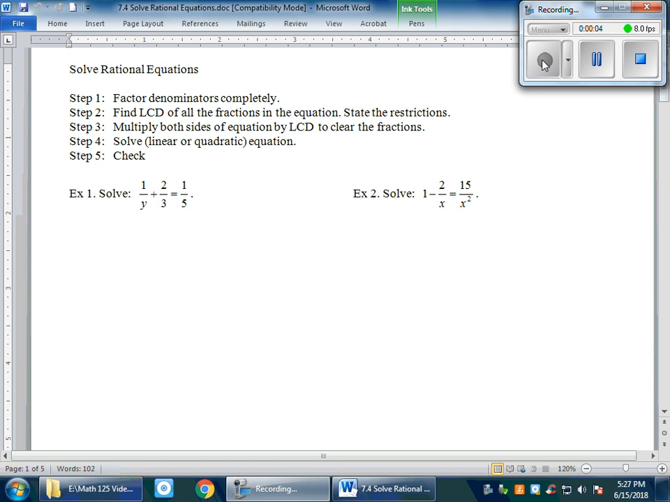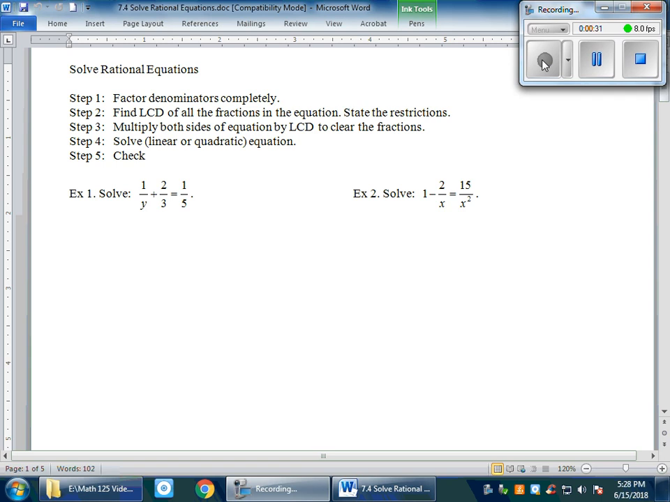7.4. Solving rational equations. Solving rational equations is the same as solving equations that contain fractions. So what we need to do is find the LCD and multiply both sides by the LCD to clear the fractions, and after that we will run into either a linear or quadratic equation to solve.